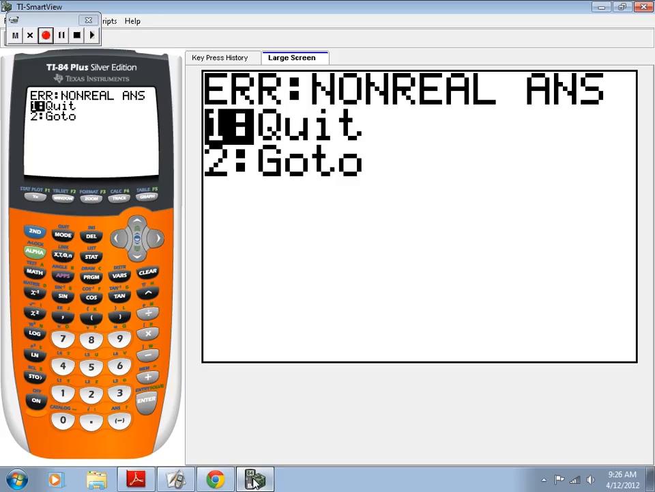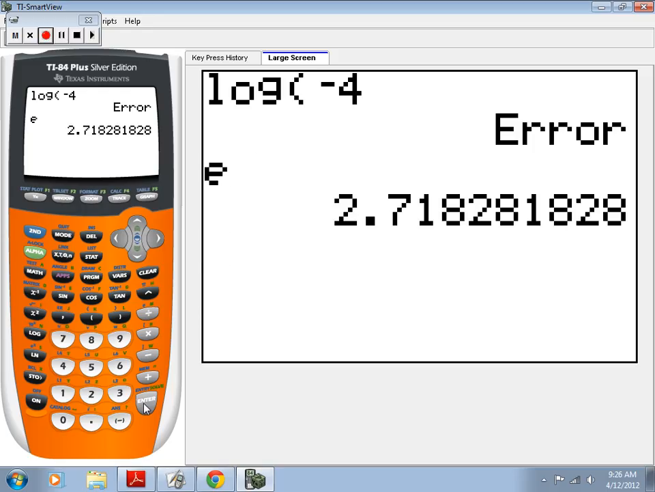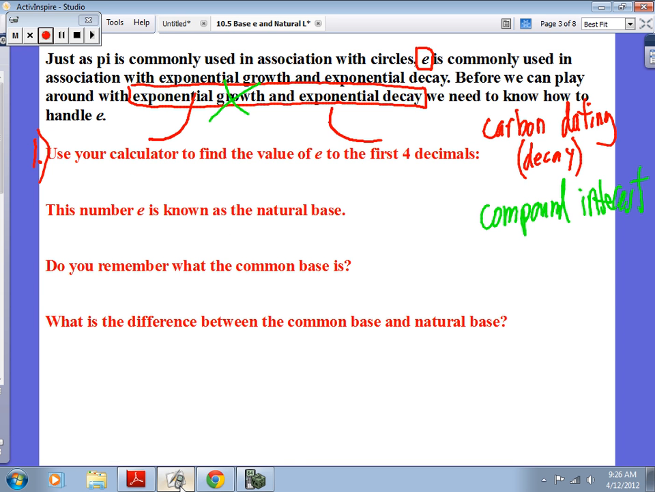On your calculator, where is E? Okay, look above divide. So go second divide. There's E. Press enter. 2.71828. If you have to round it to 4 decimal places, 2.7183. Okay, from now on, we're going to call E the natural base.